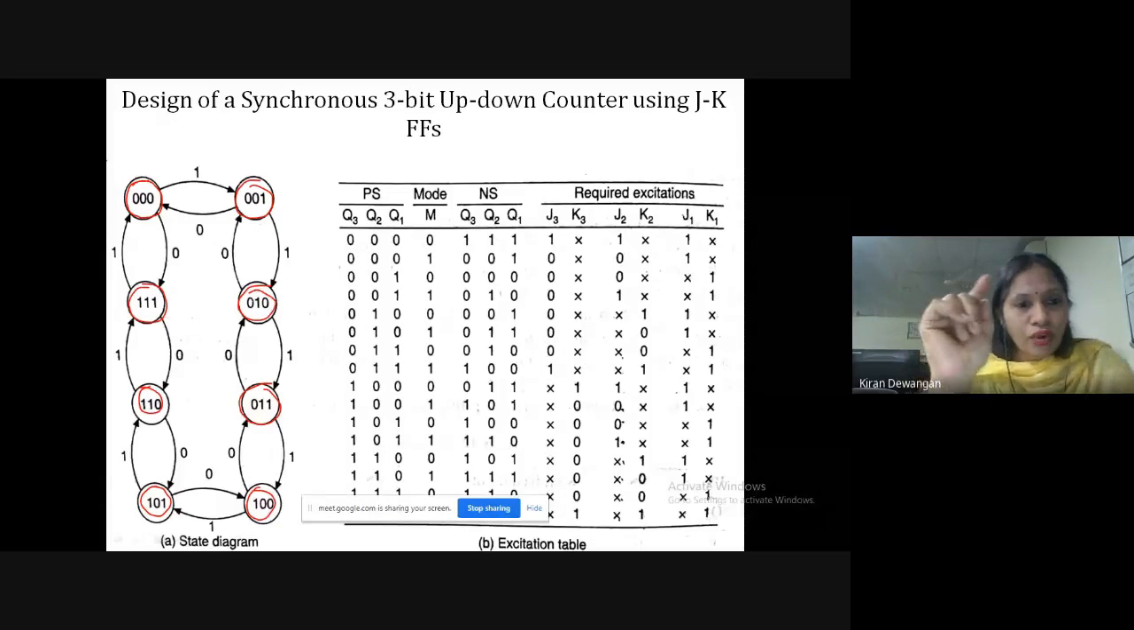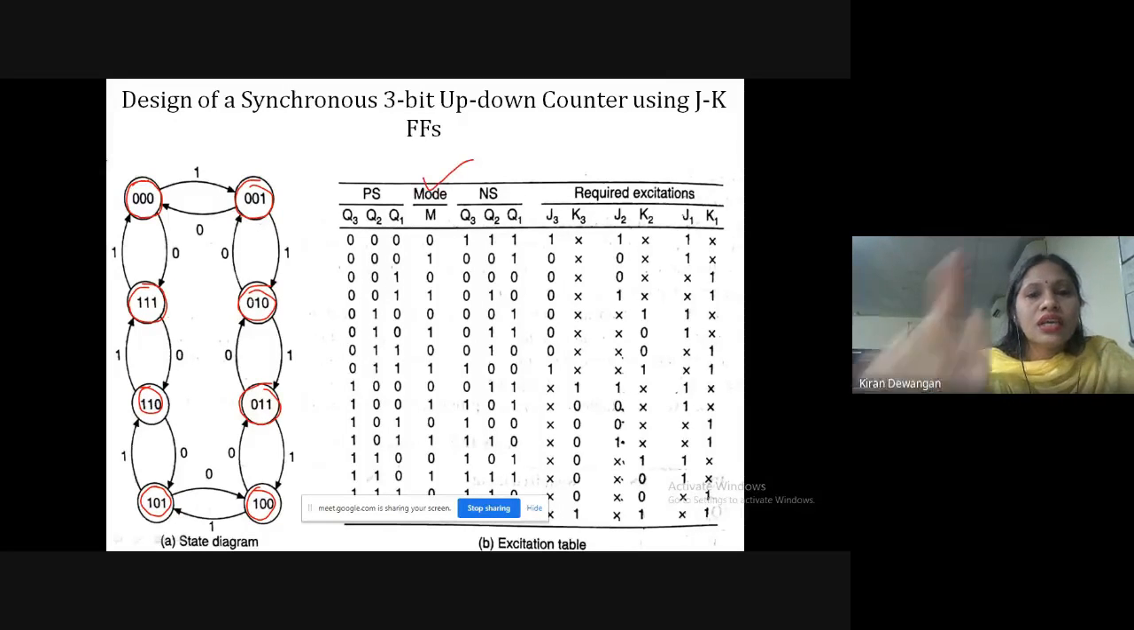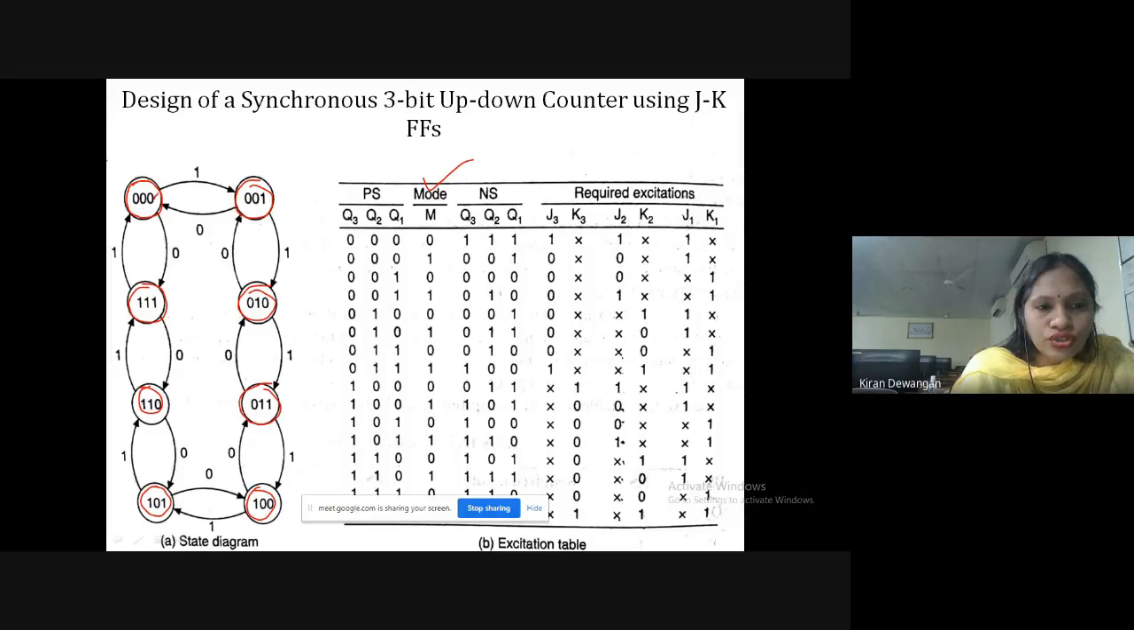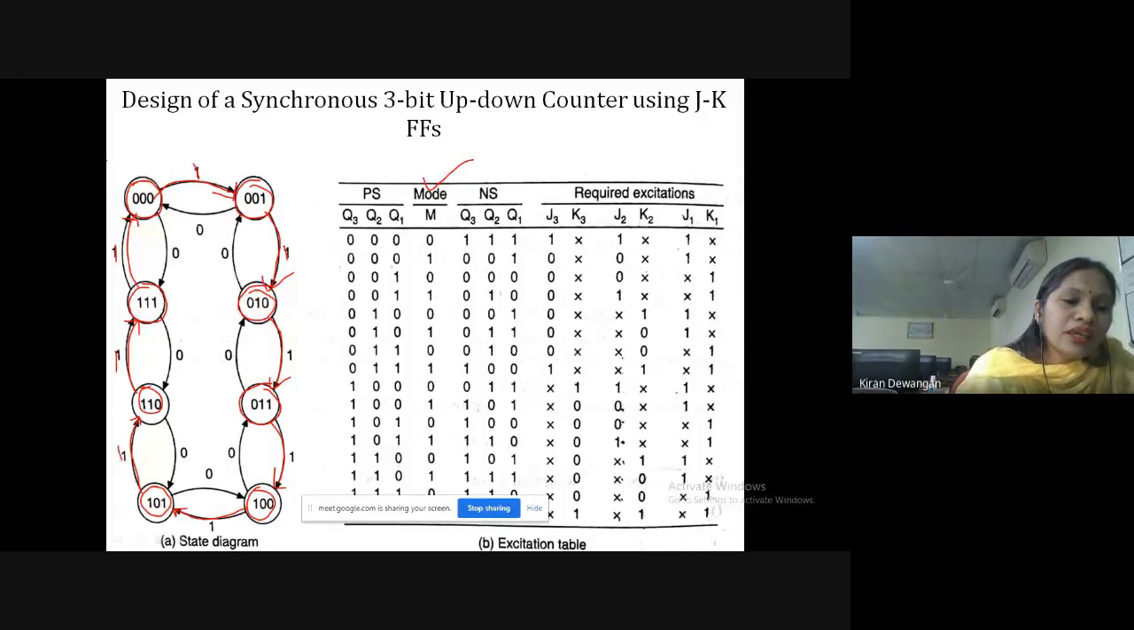Now for up counting, I've chosen M as 1. So when it goes from 0, 0, 0 to the next state 0, 0, 1, the mode is 1. And from 0, 0, 1 to 0, 1, 0, again the mode is 1. So we'll just connect from the present state to the next state. That is for up counting, the mode will be 1. All the transitions where it is up counting will have mode 1.